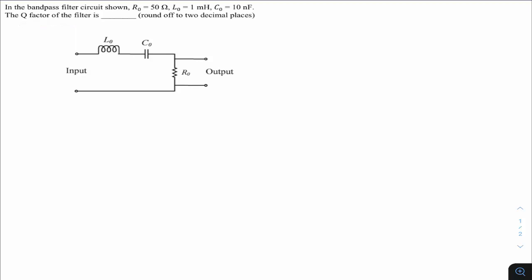So basically, if you see, this is nothing but a series RLC circuit. And for a series RLC circuit, the Q factor has a standard formula, which is 1 by R into square root of L by C. The component values are given, you just have to substitute and get the value. So 1 by 50 is the R value.